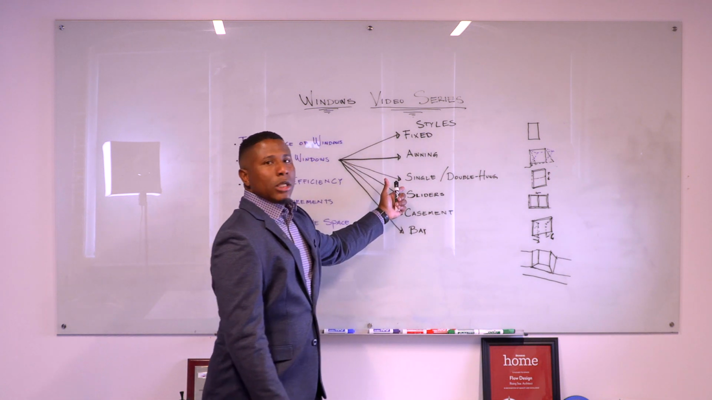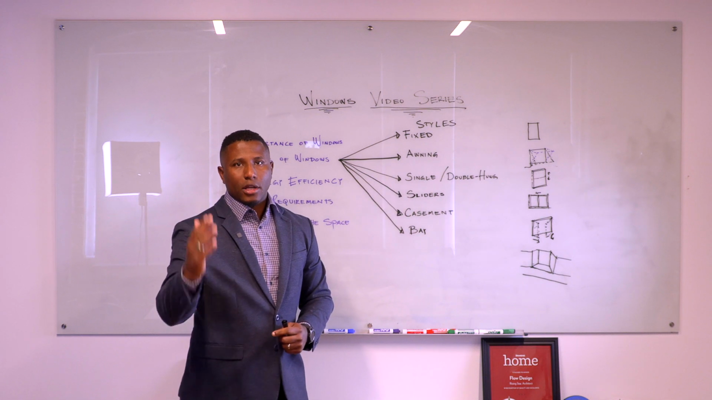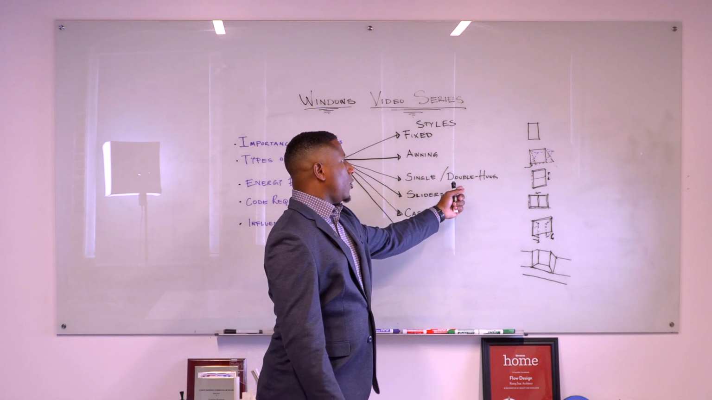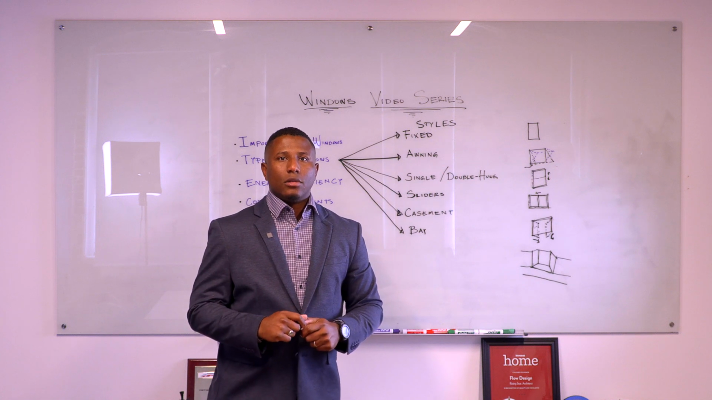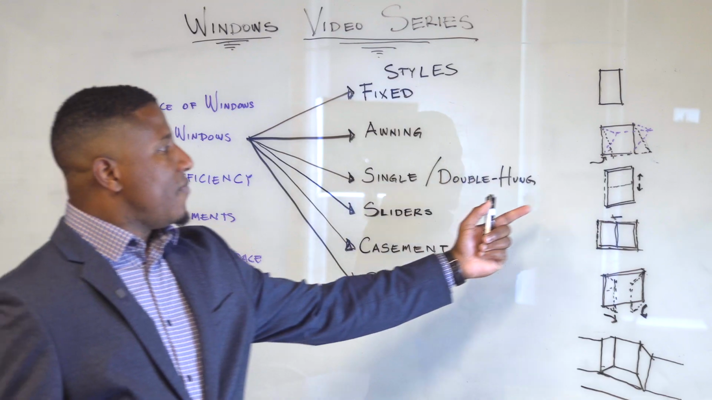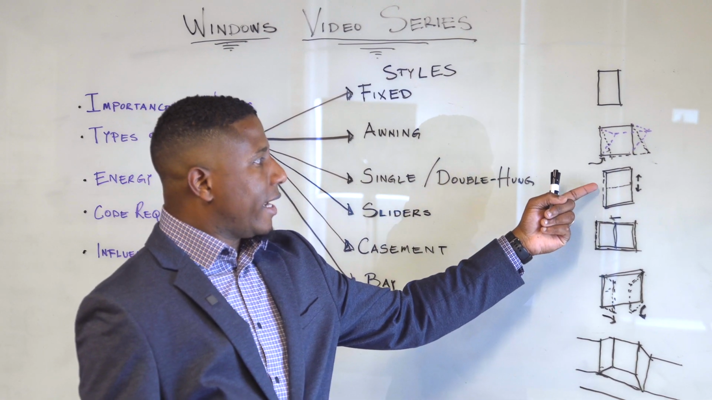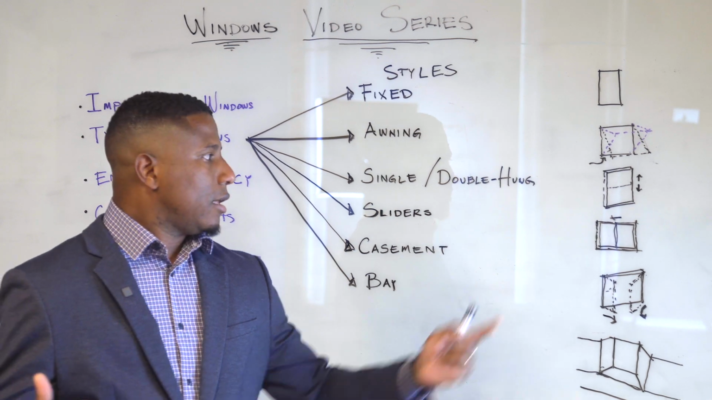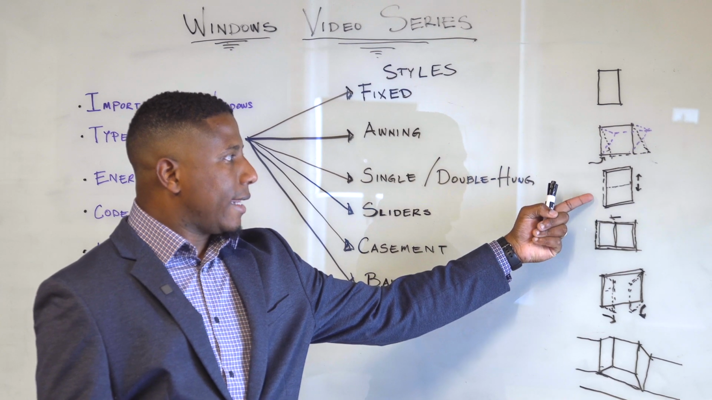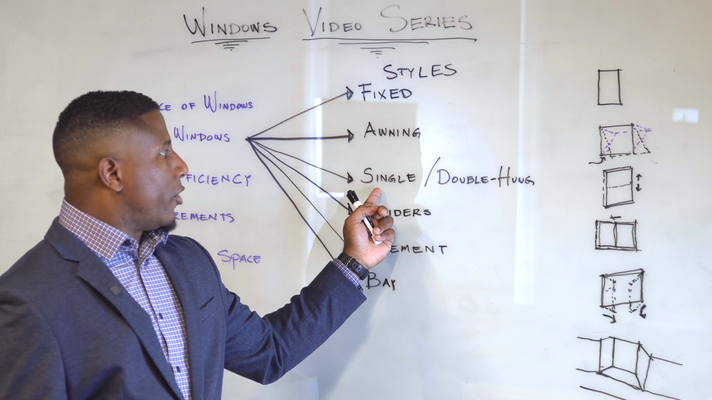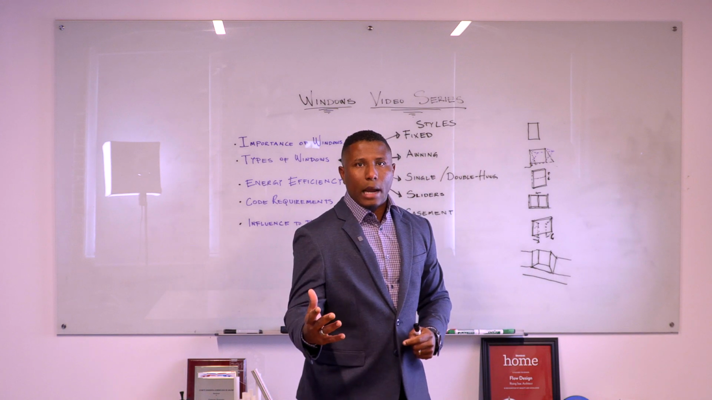One of the most common types of window in the United States and here in New England is the single hung and double hung. Very, very common. That's the one that you see in many residential applications. The only difference is that with the single hung, you can operate it only from one side, either the bottom or the top of the window, versus a double hung where you can operate either one.